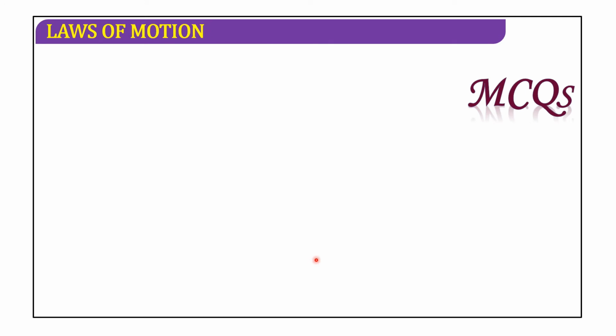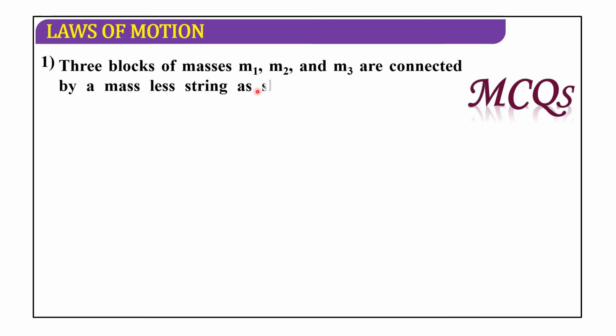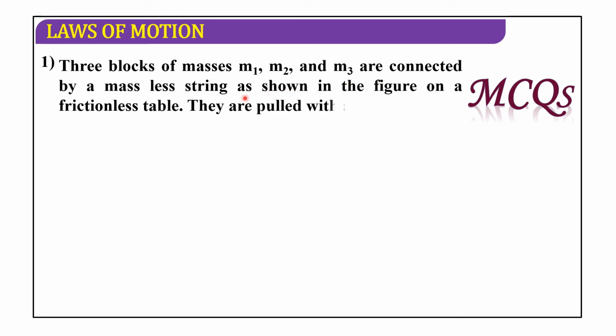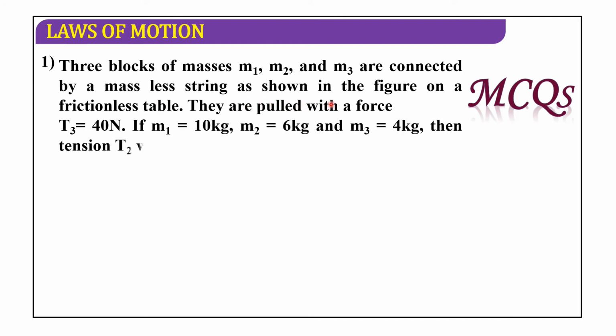Now let us discuss MCQs. First one. Three blocks of masses M1, M2 and M3 are connected by a massless string as shown in the figure on a frictionless table. They are pulled with a force, that is T3 is equal to 40 newtons. If M1 is equal to 10 kilogram, M2 is equal to 6 kilogram and M3 is equal to 4 kilogram, then tension T2 will be: 10 newtons, 20 newtons, 32 newtons and 40 newtons. Let us discuss the solution.